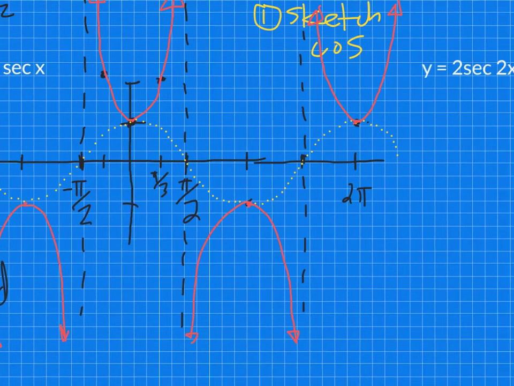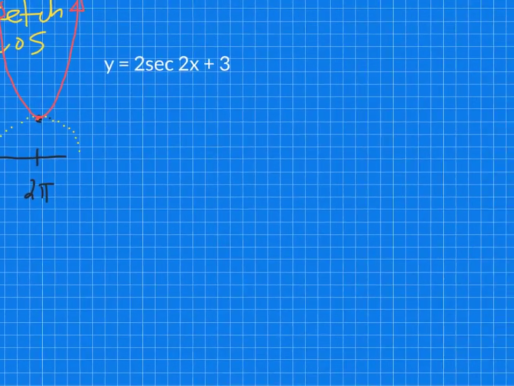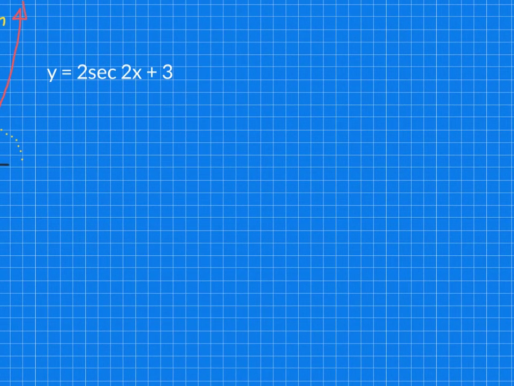So let's move over here and do a more challenging problem. Y equals 2 secant of 2x plus 3. So let's talk about what all these things do. This first one is an amplitude change, so it makes it grow really fast. This one is a period adjustment. And this one, this is going to be blue, makes the graph go up, or a vertical shift. It says vertical shift.